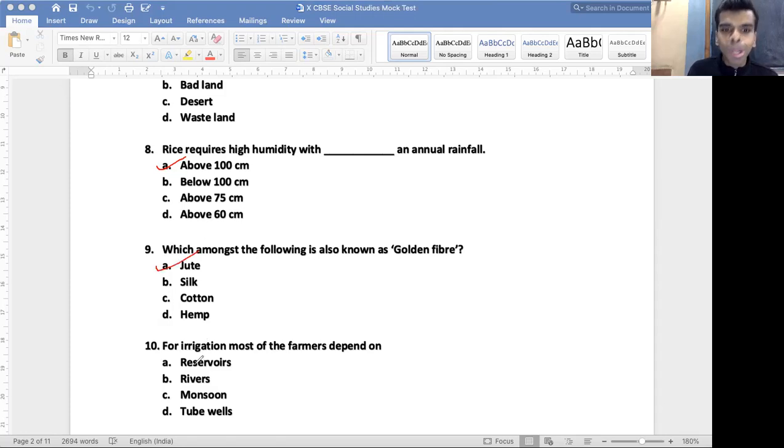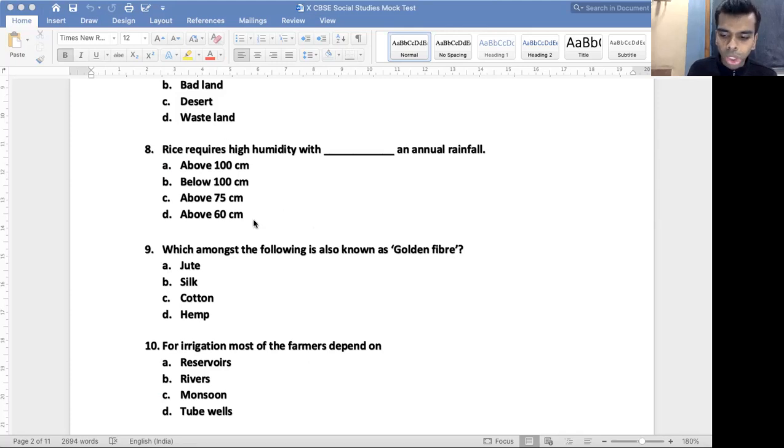For irrigation, most of the farmers depend on dash. Irrigation means we have to supply water artificially, so we need to depend upon monsoon. Because if rain does not fall, where will the water in the rivers come from? If there is no water in the rivers, how can we do irrigation? So the direct source of water for irrigation is monsoon. Option number C. Going further towards the next question, geography is done over here in section A.